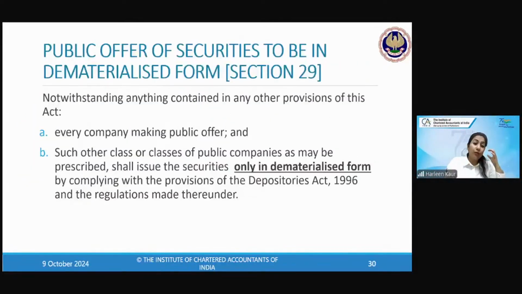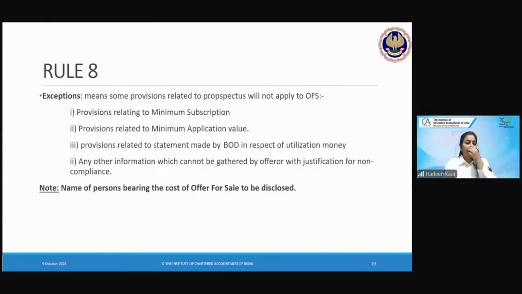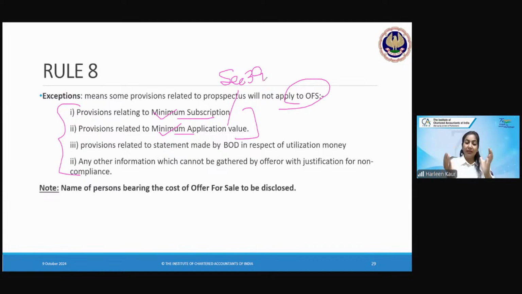Now, what is Rule 8 trying to tell you? Rule 8 tells you that the following provisions related to prospectus shall not apply to OFS. It says 4 things will not be applicable to offer for sale. That is, provisions related to minimum subscription and provisions related to minimum application value. Now, let's not confuse ourselves. These are actually part of Section 39. When we understand allotment of securities, there is some minimum application money which you have received and minimum subscription should have come. If you have not received the minimum subscription, you refund the money in 15 days. So this is the Section 39 part. You just have to remember that minimum subscription and minimum application value are not applicable to OFS.